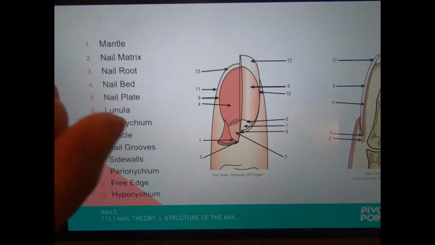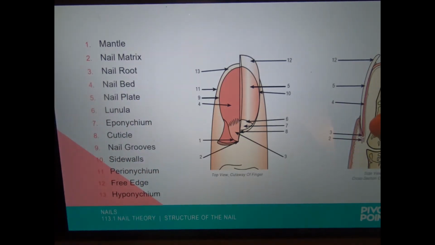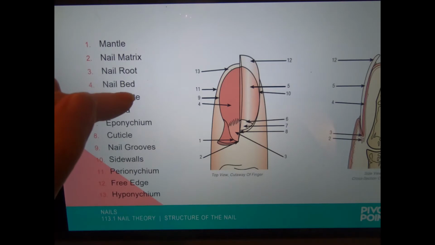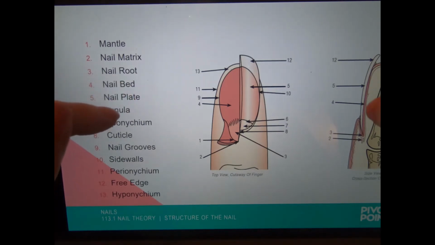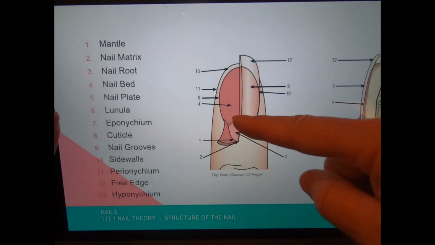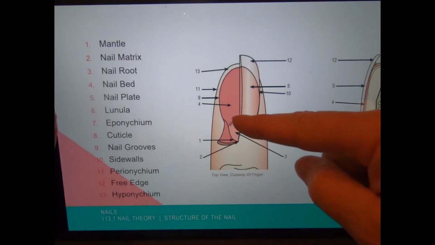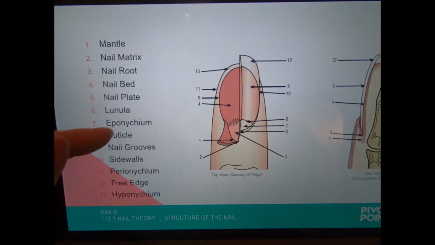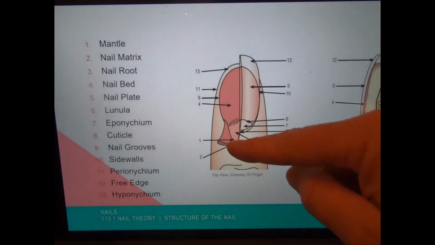The bed, that's the part that the nail rests on, just like your body. This is the nail plate or the nail body. Your body rests on a bed every night. The lunula, lunar means moon, so the lunula is the half moon at the bottom of your finger. Eponychium, which is the skin at the bottom of the nail.